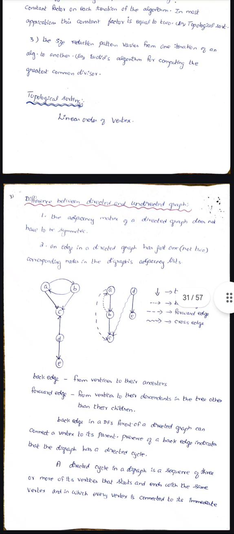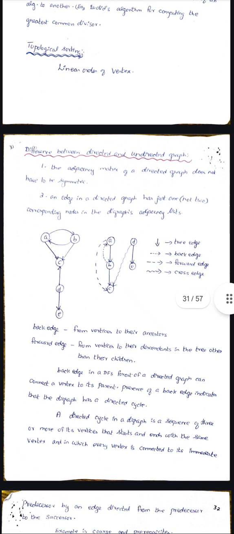Topological sorting: a linear order of the vertices. Difference between directed and undirected graphs: an adjacency matrix of a directed graph does not have to be symmetric, and an edge in a directed graph has just one, not two, corresponding nodes in the digraph adjacency list.